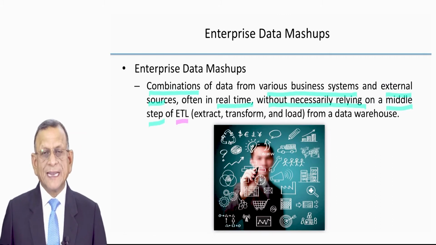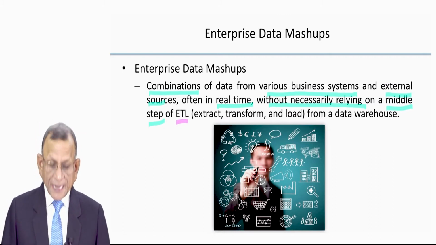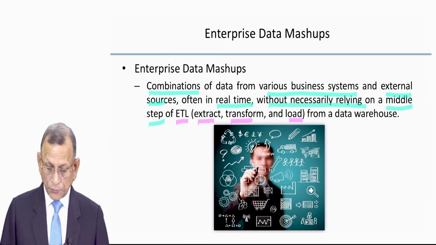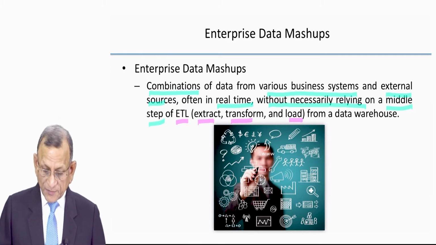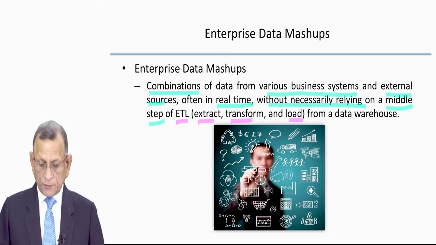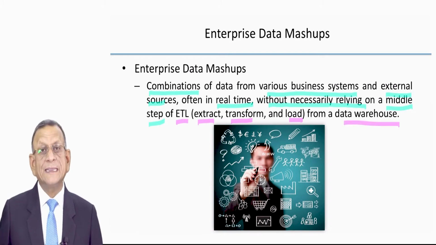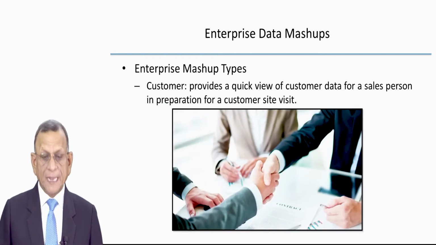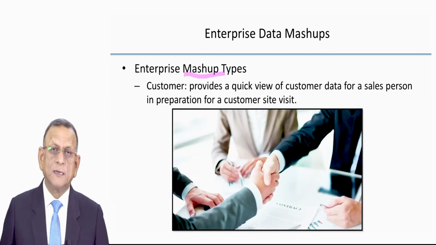We have seen that in the case of data warehouses, we have to do three things: extract, transform and load. Only then will we be able to create a data mart from data warehouses, and then we will be able to do some sort of analysis. But in the case of enterprise mashups, it will not happen.